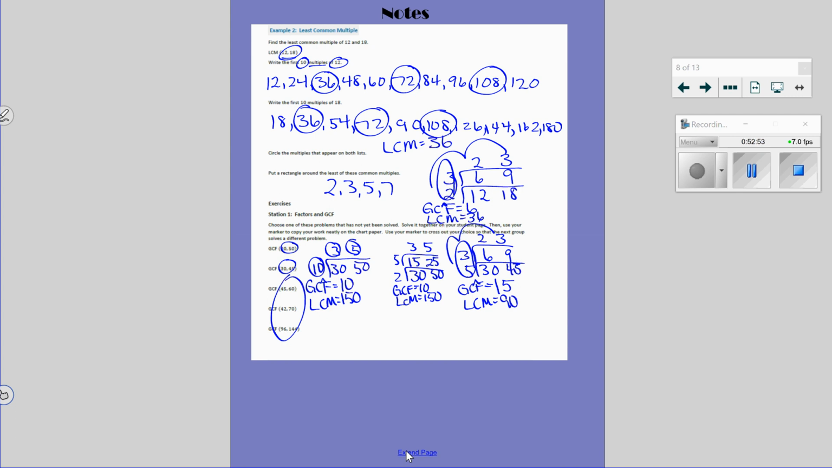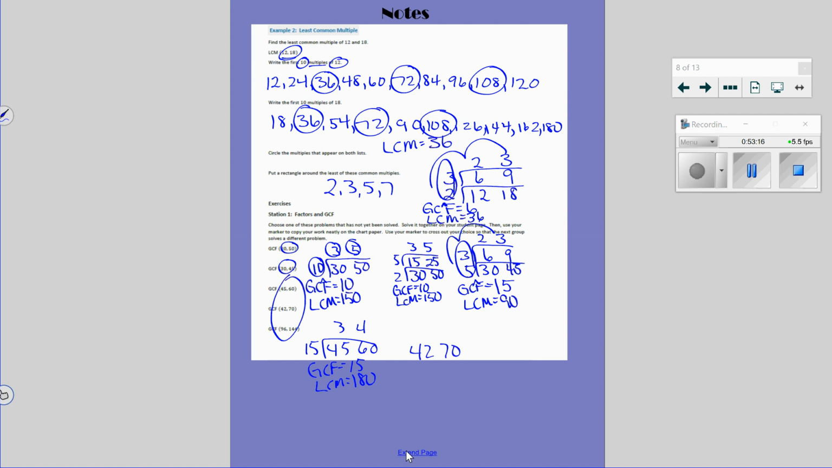Pay attention, because I'm going to fly through this. So just to show these last 3, hopefully you've got the answers. 45, 60, I can do 15 into both. Gets me a 3 and a 4. My GCF is always on the left side, so it's 15. My LCM, I go all the way around. 15 times 4 is 60, times 3 is 180.